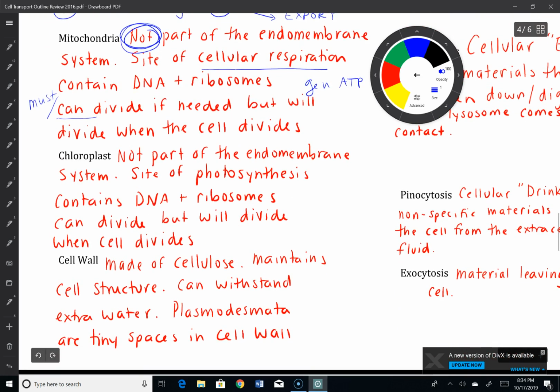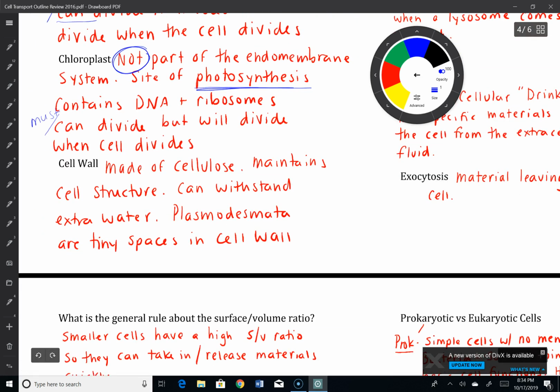Chloroplasts, same thing, not part of the endomembrane system. In this case, we're going to do photosynthesis. They must and can divide each time the plant cell divides in this case. Again, they have their own DNA, they have their own ribosomes, they are a double membrane organelle, and they can and do produce their own proteins and enzymes.